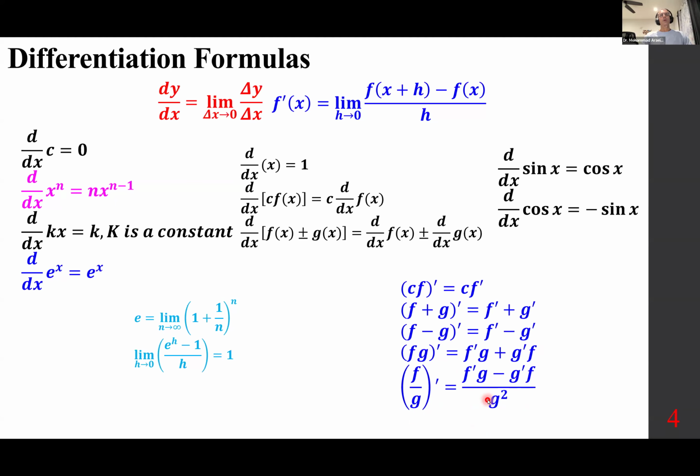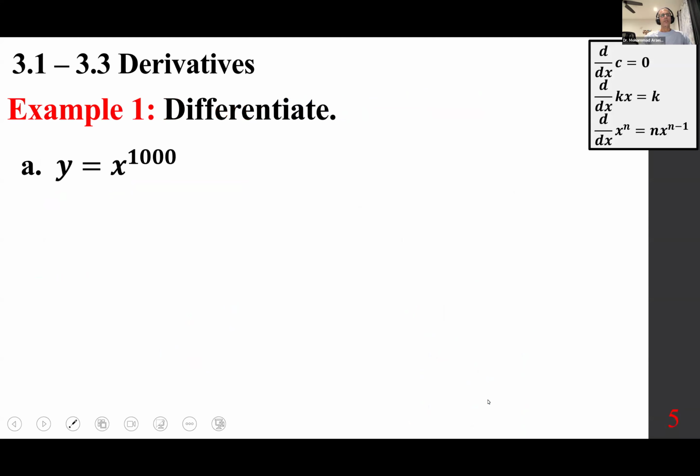In other words, up to now, definitions, and now we are going to go with the easy way out. For example, right here, we want to differentiate y equals x to the power of 1000, and we're going to go with the power rule. According to the power rule, the exponent becomes the coefficient, and then it goes down by 1.